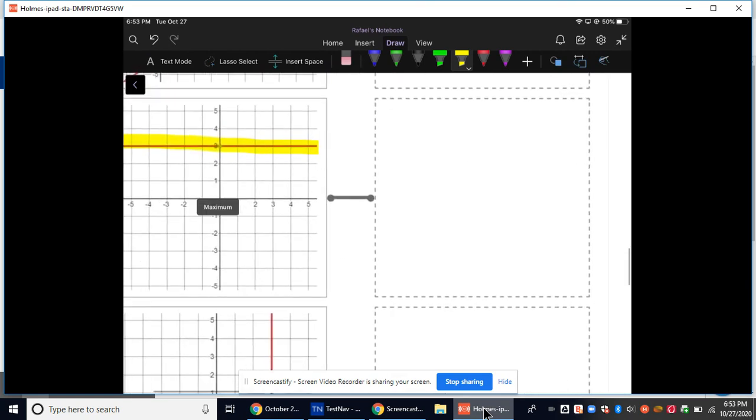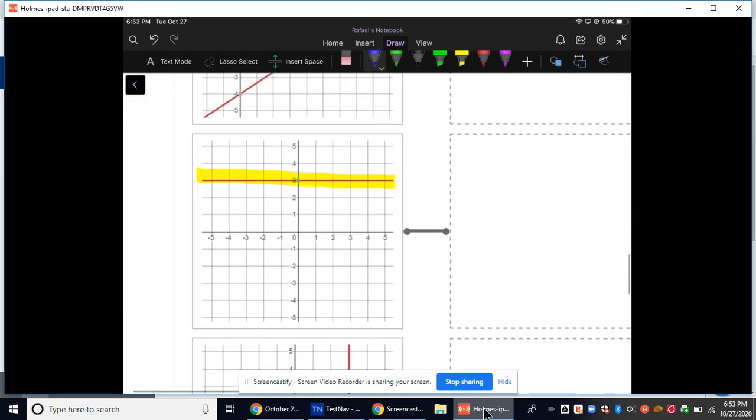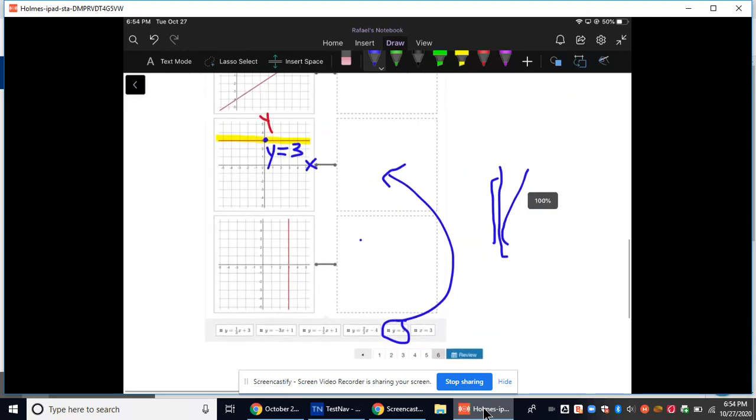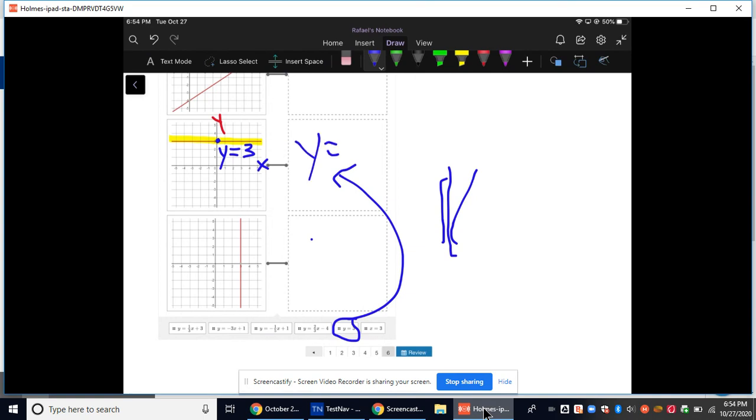I'm going to zoom in, and here's my x-axis right here. Here's my y-axis right here. So what axis is this line touching, the x or the y-axis? Okay, well, it's touching the y-axis at positive 3. So your equation is going to be y equals 3. Is that one of our answer choices? It sure is, right there. So you're going to drag this one into that box. Zoom out here. Okay, y equals 3 goes right there.